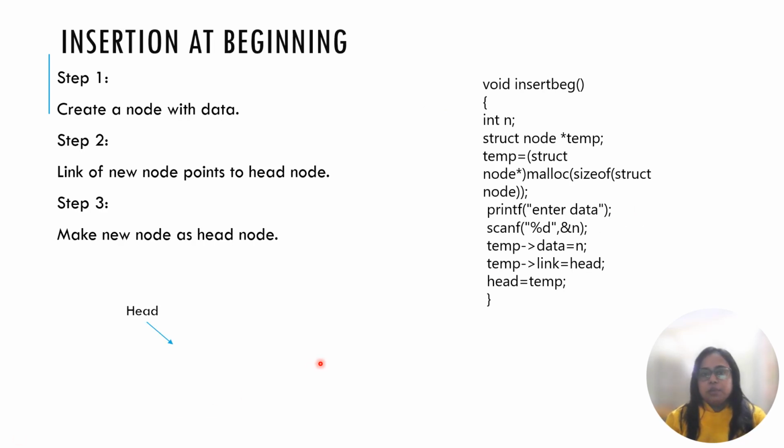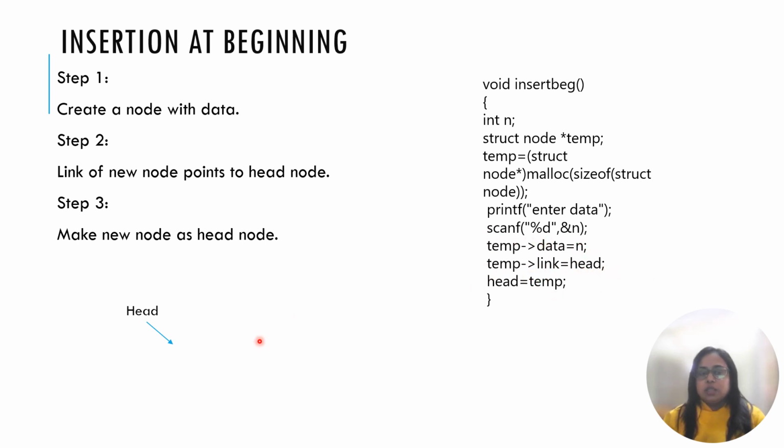Now insertion at the beginning. Already we have seen how to create a node at the last position. Now we are going to create at the beginning. What will be the steps? First create a node with data, then link of the new node points to the head node, then make the new node the head node. So here struct node temp, then temp malloc, already you know, then temp data equals n, temp link head.